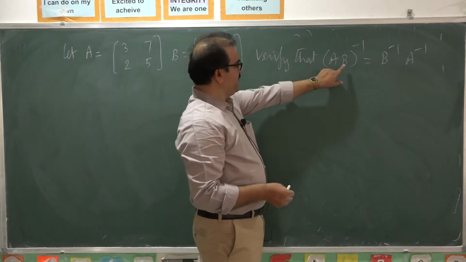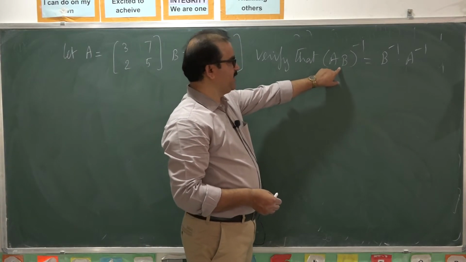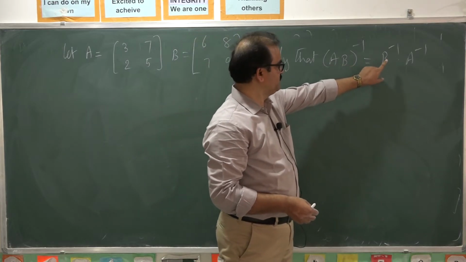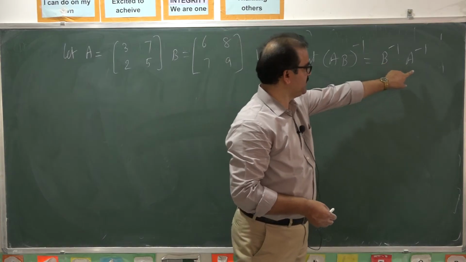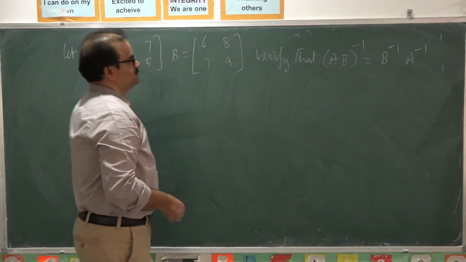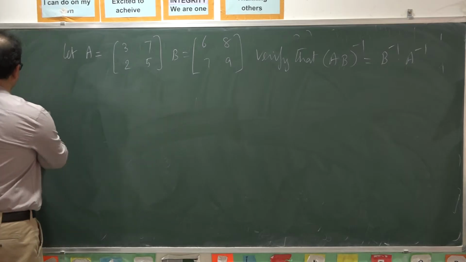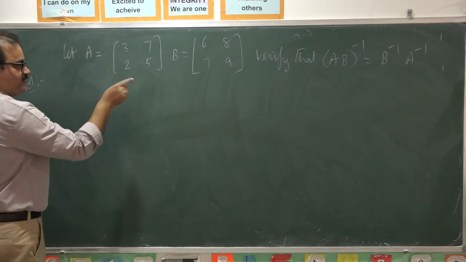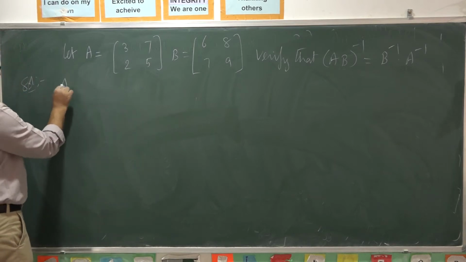First you find the matrix A into B and find inverse to that matrix. To find RHS, first you find B inverse and then A inverse and multiply those two matrices. First you find the product A into B.